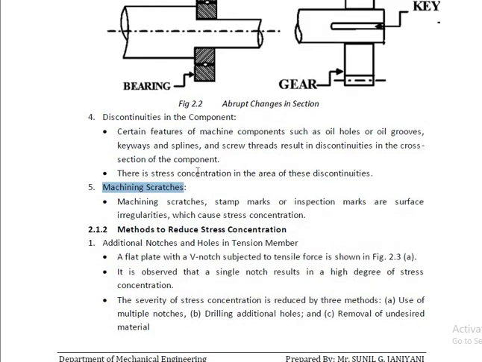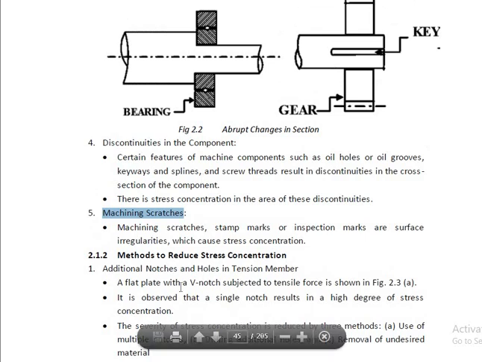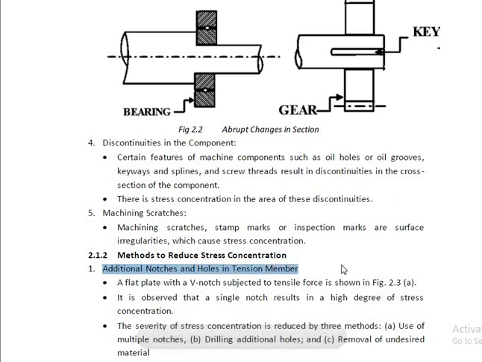Now what are the methods to reduce the stress concentration? The first method is providing additional notches and holes in the tension member.